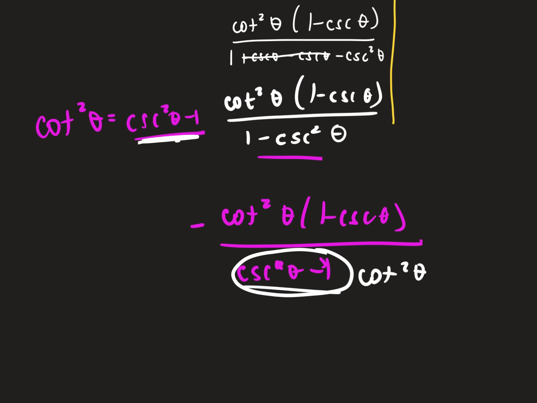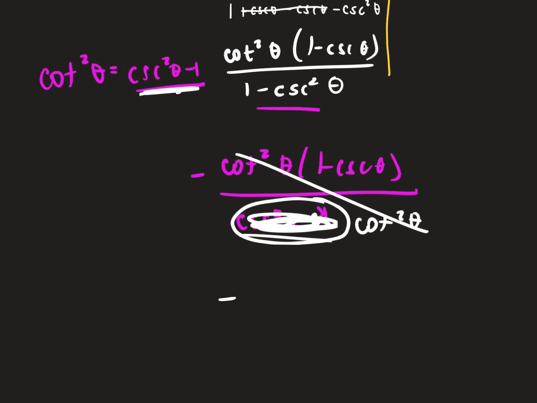Is that a plus cosecant squared plus 1? Yeah. And then you added the negative. We took the negative out. So now look, we just replaced that. So now what happens with our cotangents? They can cancel. Okay. So now I'm left with negative what? 1 minus cosecant theta.